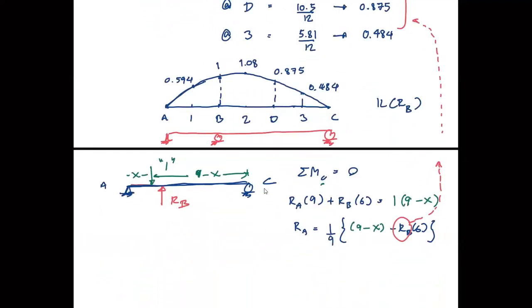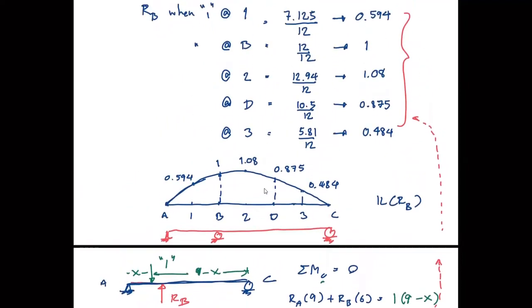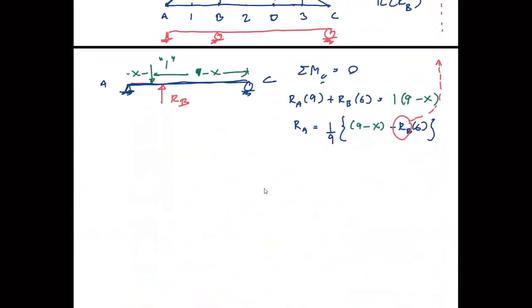Meaning you can just say, I'm trying to make the compact RA when the unit load is at 1. Now it means that you use RB. I don't need to be so stingy with the area.